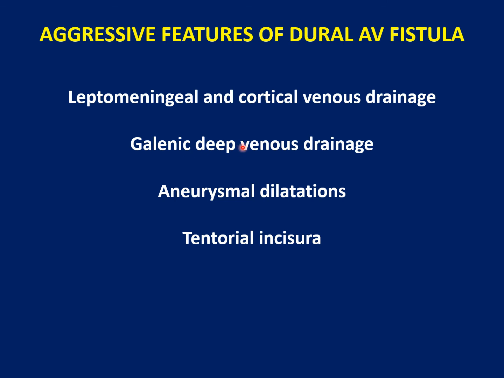If you see a galenic deep venous drainage, that is, the venous drainage has a vein of Galen component, then again it is an aggressive feature because it also supplies the important structures of the brain. And if there is an aneurysmal dilatation, needless to say, these can rupture at any point of time and they are handling high pressure which they are not supposed to handle. So that is one of the reasons why all these complications occur.